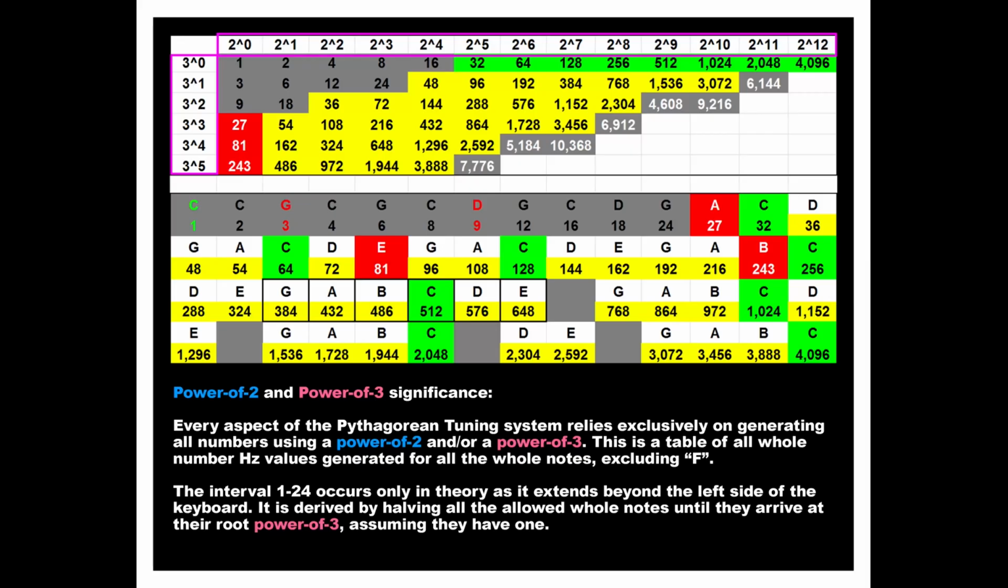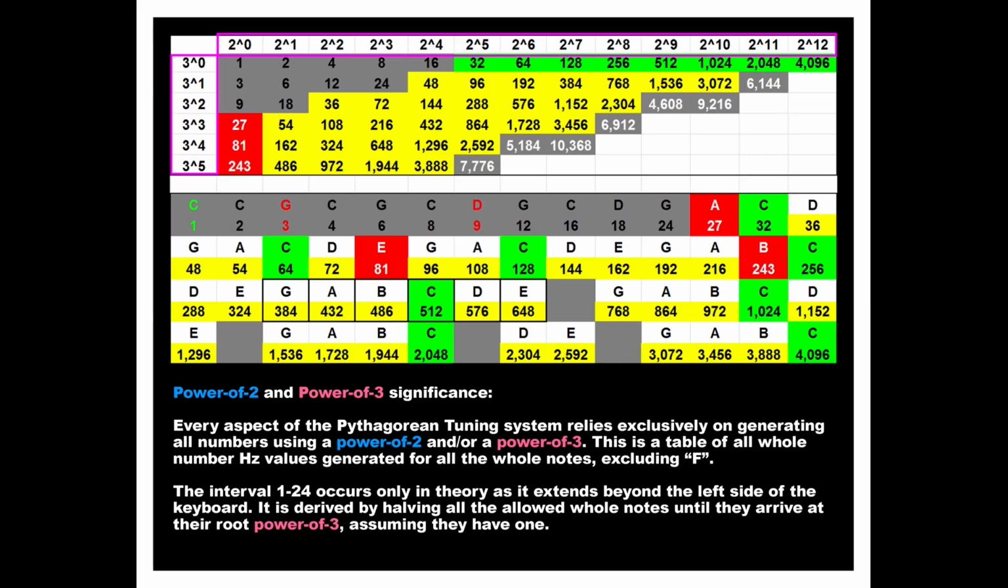Okay, power of 2 and power of 3 significance. Every aspect of the Pythagorean tuning system relies exclusively on generating all numbers using a power of 2 and/or a power of 3. This is a table of all whole number Hertz values generated for all the whole notes, excluding F, because F never generates whole numbers. The interval 1 through 24 occurs only in theory as it extends beyond the left side of the keyboard.